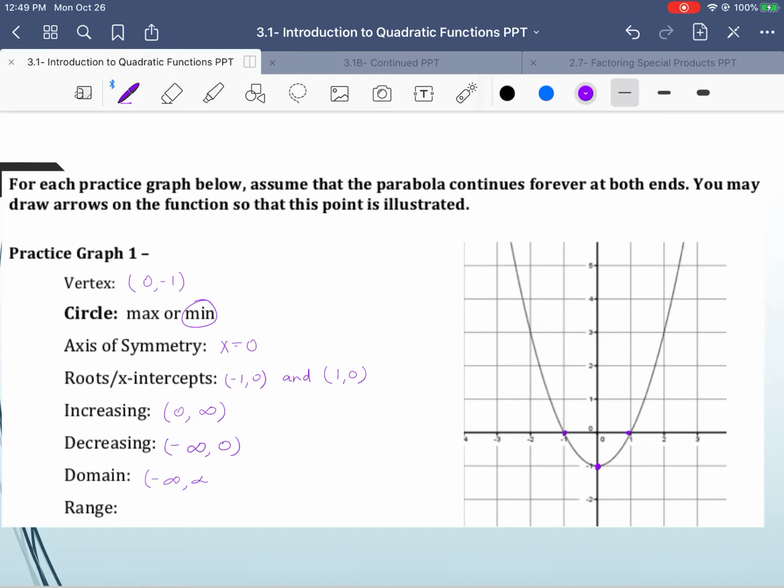Our domain there is -∞ to infinity, and notice the range, the graph never drops below -1. So from -1 to infinity. From -1, the graph just goes up forever.